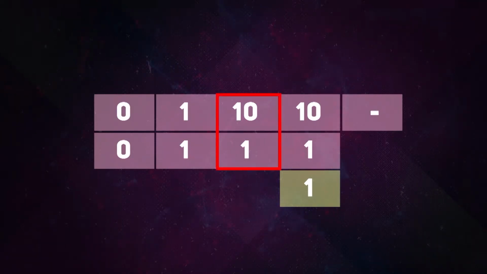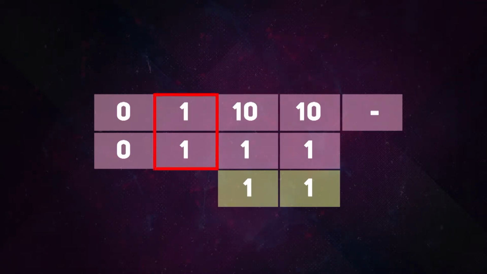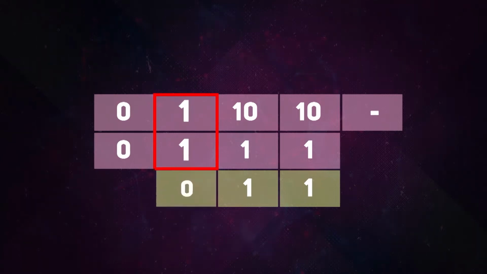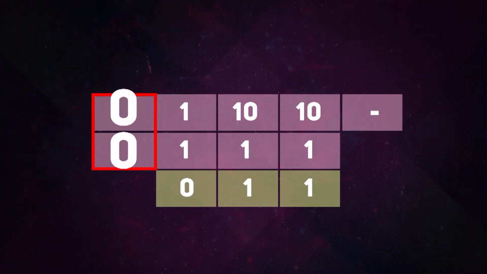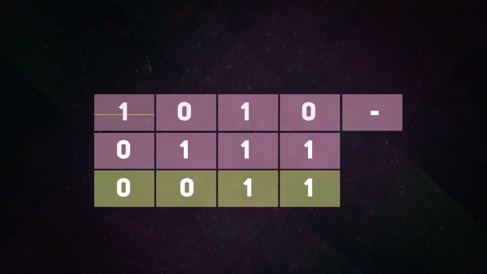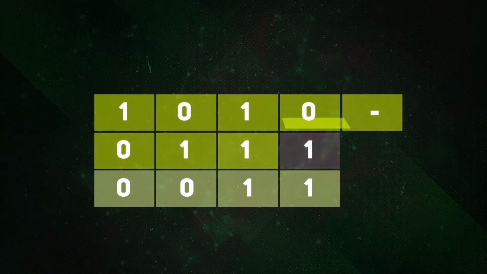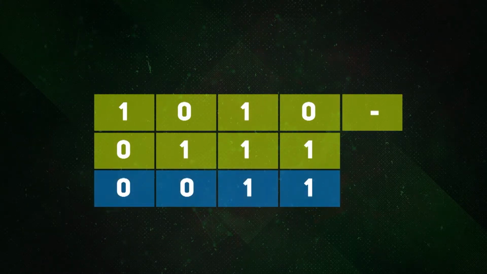In the second column, 10 minus 1 equal to 1. In the third column, 1 minus 1 equal to 0, and in the last column, 0 minus 0 equal to 0. Hence, 1010 minus 0111 is equal to 0011. This method of subtraction works perfectly only when the minuend is greater than the subtrahend.